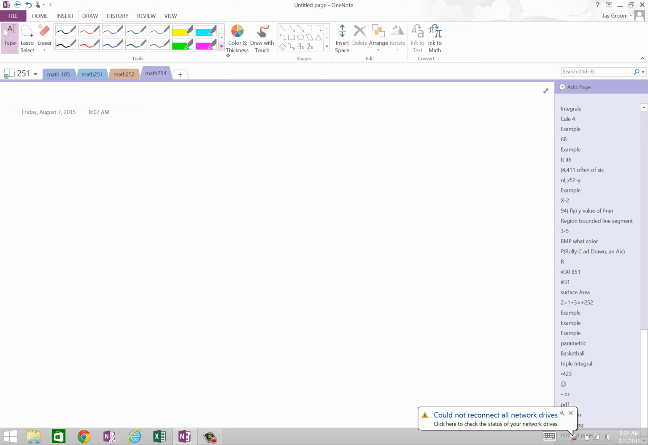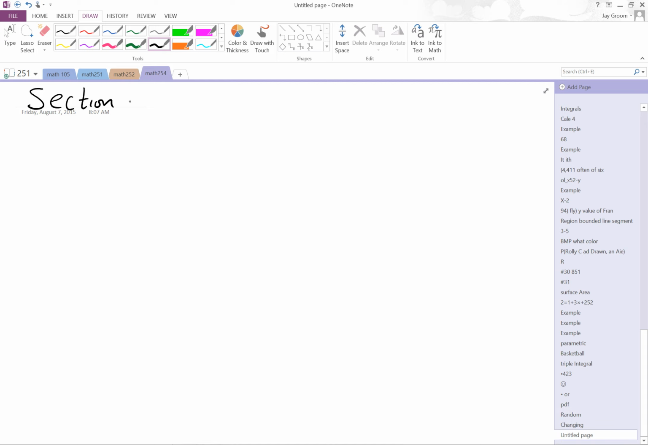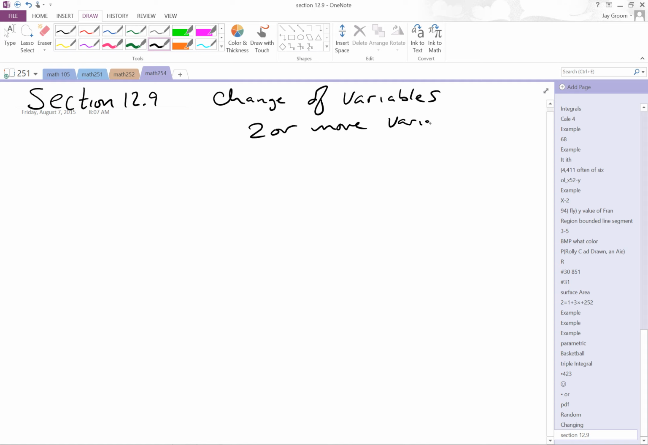Alright, so today we're going to be discussing 12.9, and it is about the Jacobian primarily, and the idea is it's a change of variables. And this is true in general when you have two or more variables.